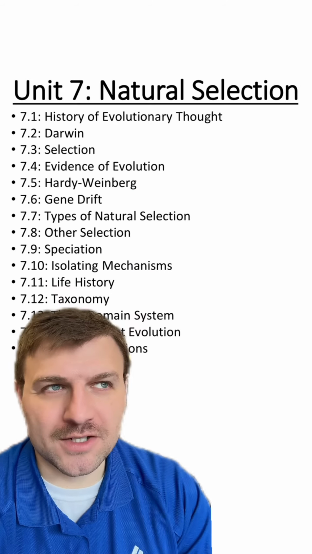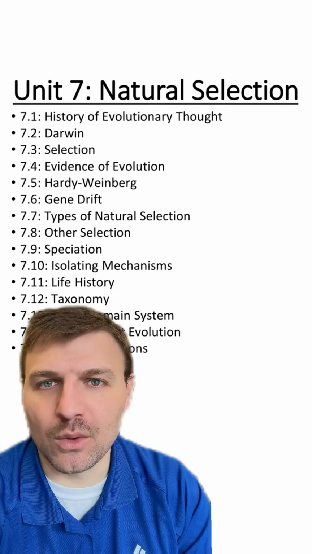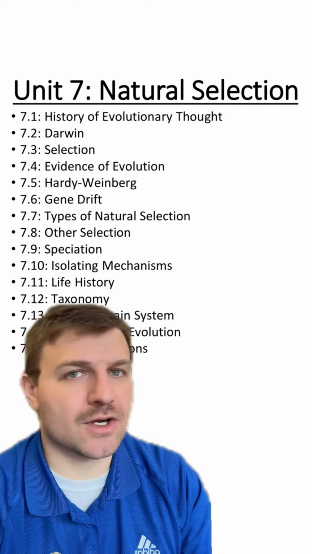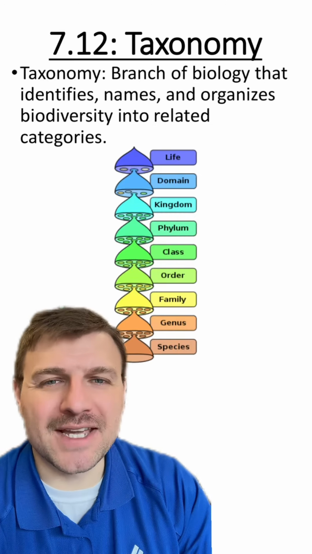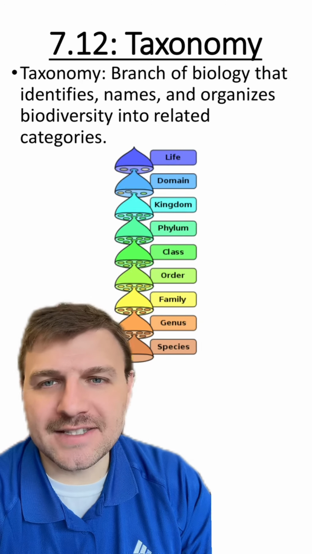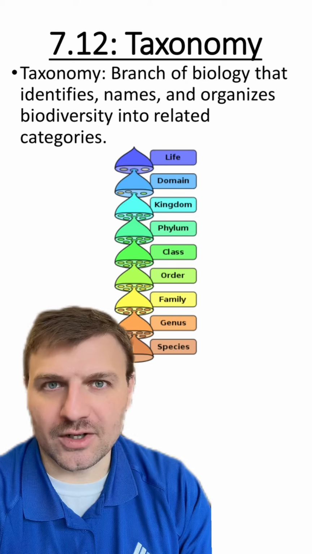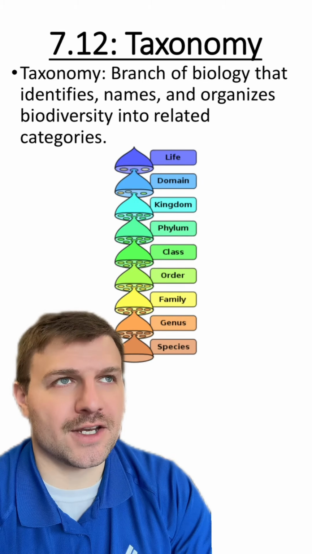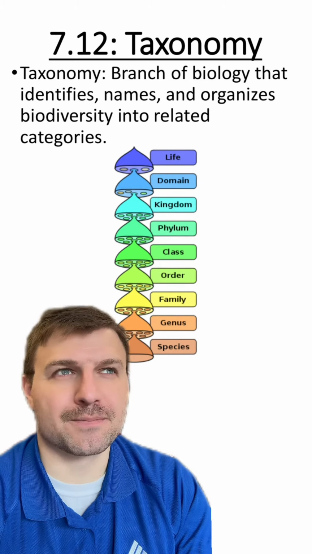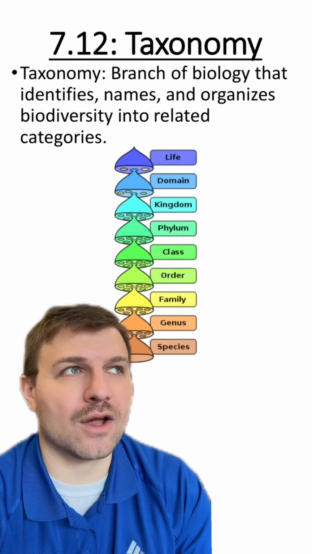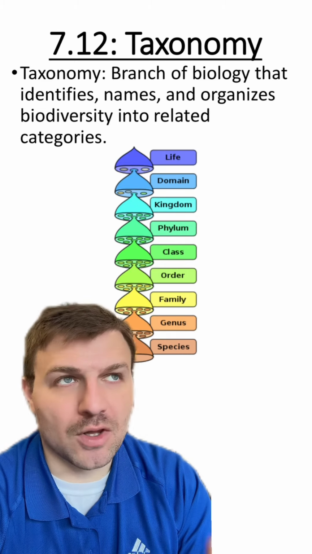In this section, we're going to start our talk about how we classify organisms in a field of biology known as taxonomy. Taxonomy is basically the branch of biology that identifies, names, and organizes all of life into special categories. And like our discussions early on in the year, this field is pretty difficult when we try to figure out what species belong to which groups.